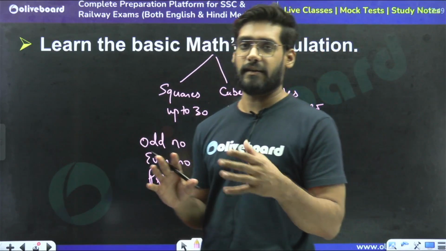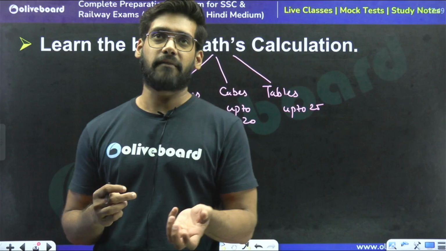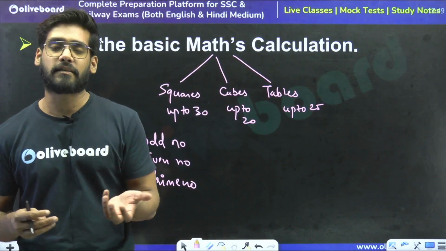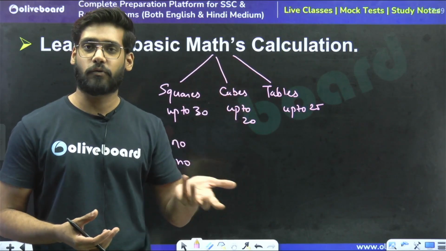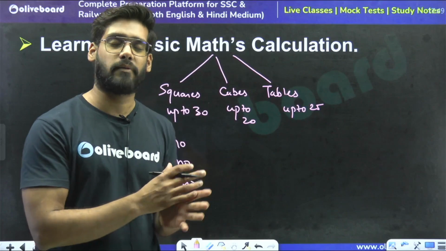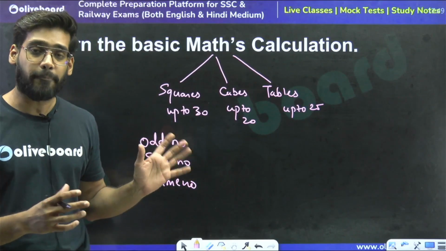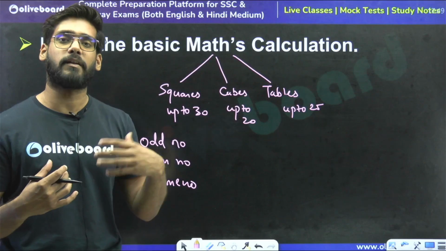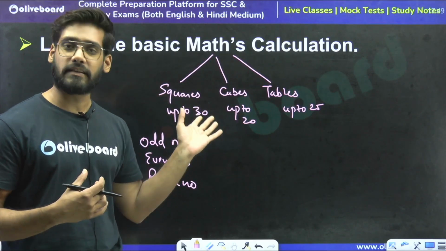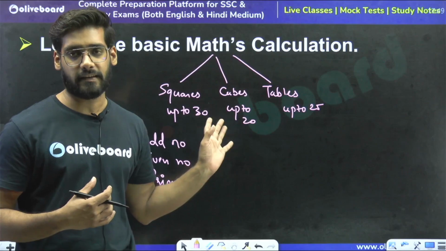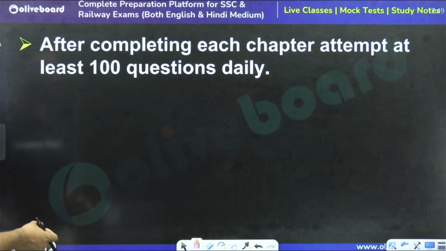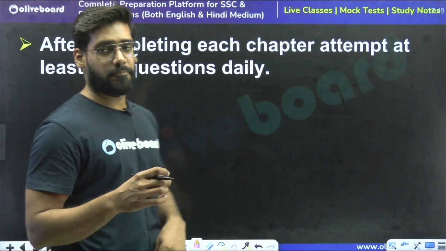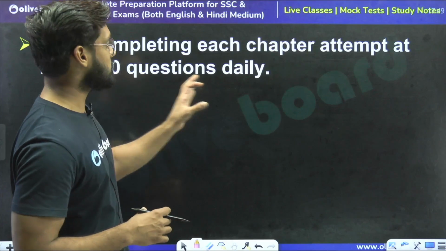We should first clear all these basic things, because it might be possible that there are some teachers who skip such things, because they assume that the students know the squares and cubes, and mostly teachers do not cover, or maybe cover. But you have to prepare yourself from the very beginning. You should know all these things, because these are the very basic things which we have done in school days, right? Next thing, after completing each chapter, attempt at least 100 questions daily.